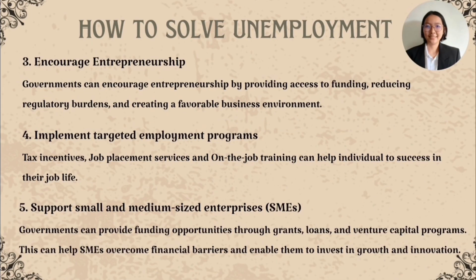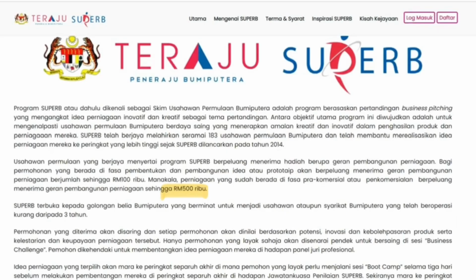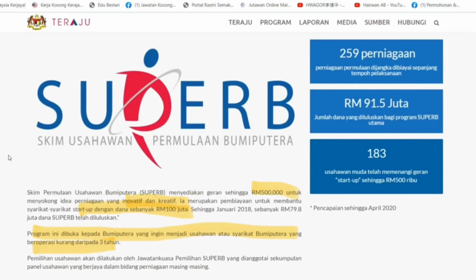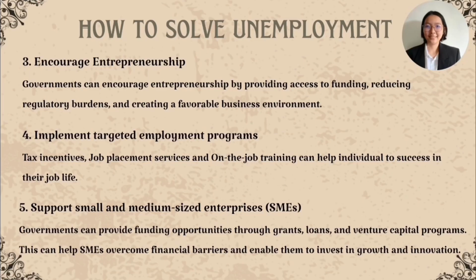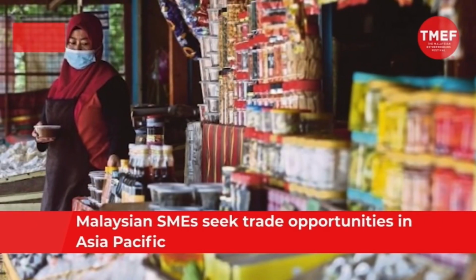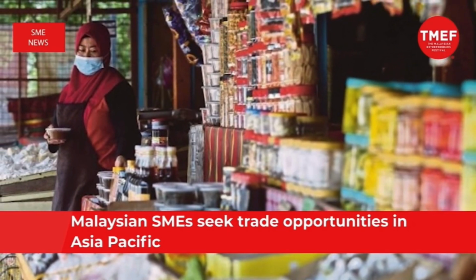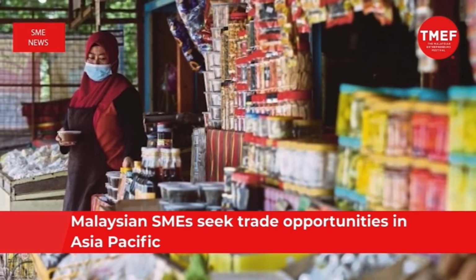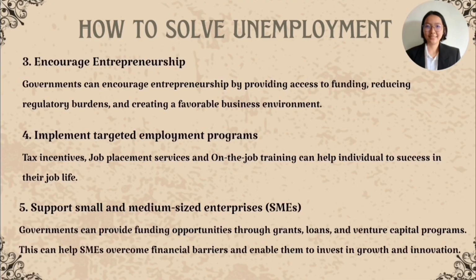Number 3, encourage entrepreneurship. Government can encourage entrepreneurship by providing access to funding, reducing regulatory burden, and creating a favorable business environment. Number 4, implement targeted employment programs. Incentives, job placement services, and on-the-job training can help individuals to do better in their job life. Number 5, support small and medium-sized enterprises. Government can provide funding opportunities through grants, loans, and venture capital programs. This can help SMEs overcome financial barriers and enable them to invest more in their growth and innovation.